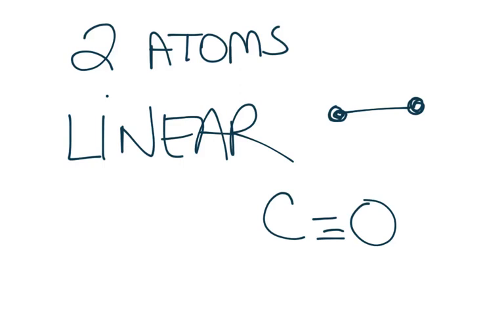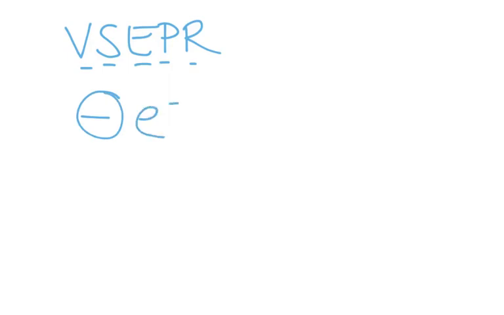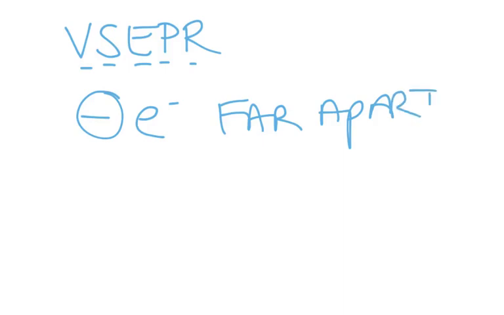How are they arranged? What we're going to use is something called VSEPR theory. It stands for valence shell electron pair repulsion theory. Wowzers. What it really is saying is that negative electrons are repelling each other. Negative electrons want to be as far apart as they possibly can. They don't want to be together because they have all that negative charge.